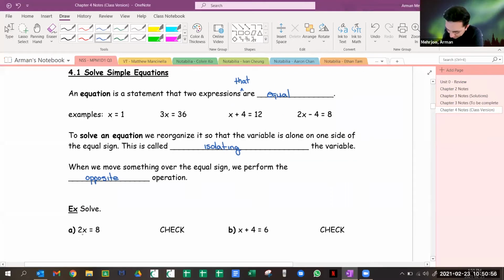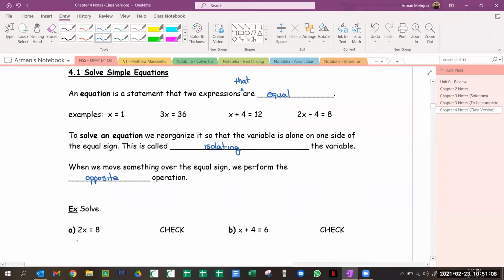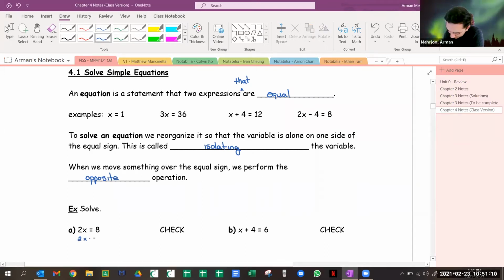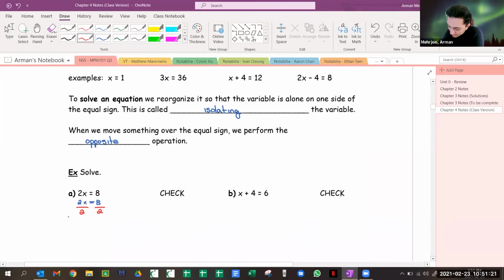There's a couple of examples here. 2x equals 8. Can somebody tell me what the operation between 2 and x is? Multiplication. Yeah. So to move the 2 to the other side of the equal sign, so that I can isolate for x, I have to actually divide both sides by 2. So I have to do the opposite operation to both sides.